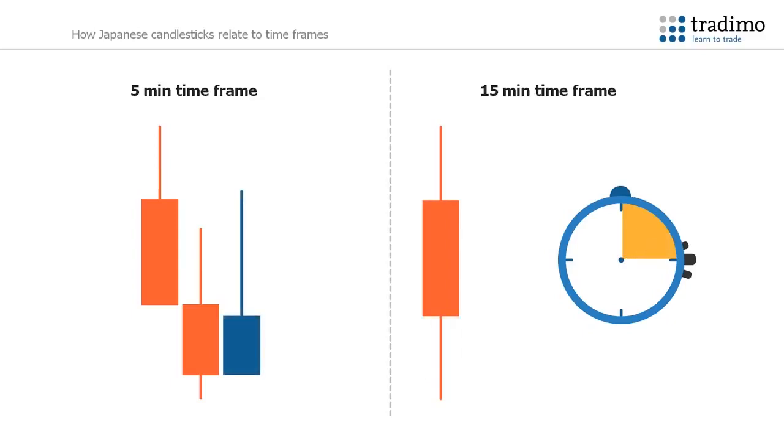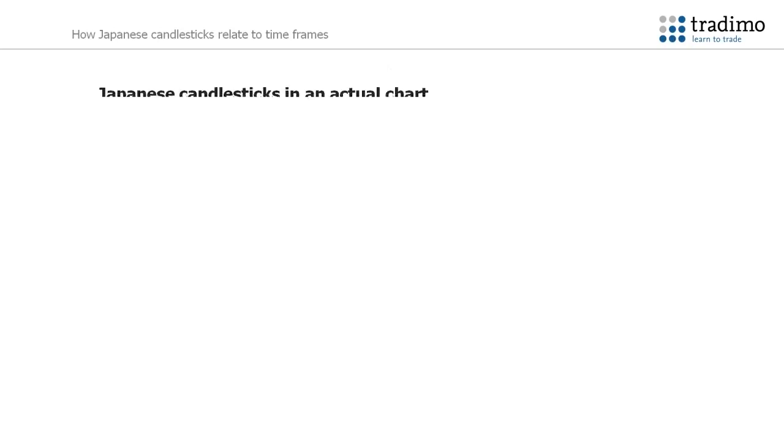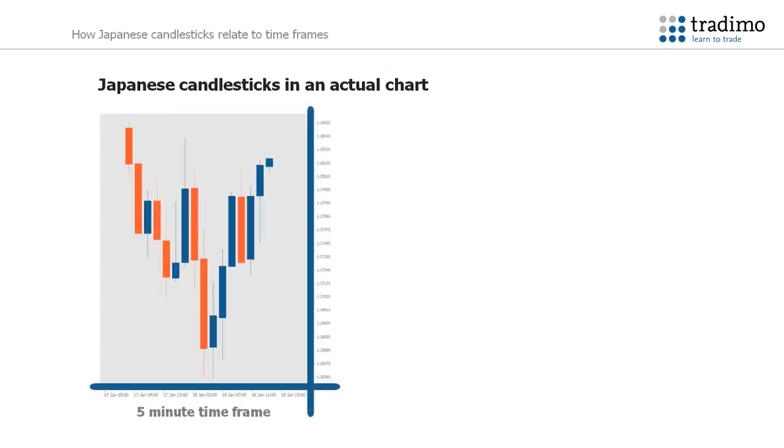At 15 minutes you have 3 5-minute candles and still just one 15-minute candle. After 20 minutes there are 4 5-minute candles and 2 15-minute candles. And so on. Here you see how the candles look in a real chart.